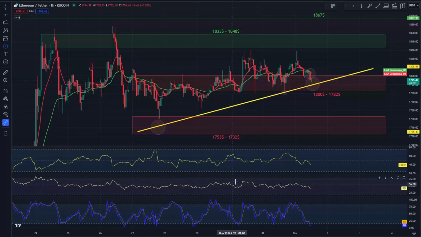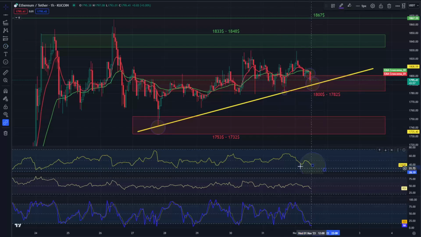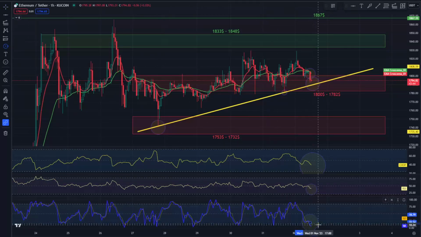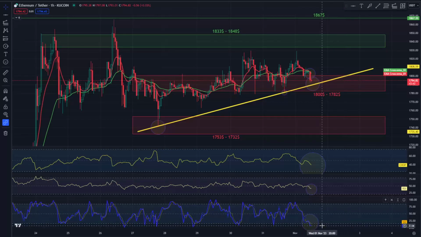The CHOP index indicates that there is still some energy left to move. The RSI indicator returned to the lower part of the range. But when we look at the stochastic indicator, we can see that we have approached the lower limit, which ended the current decline and may allow for another attempt at price recovery in the coming hours.